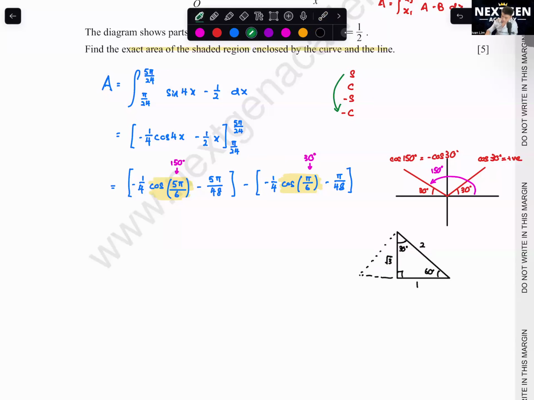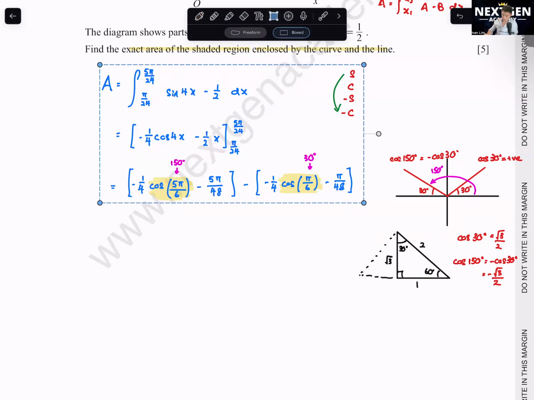So cos 30 is surd 3 over 2. Then cos 150 degrees is equivalent to negative cos 30 degrees, which is negative surd 3 over 2. I want you all to learn how to derive like this. Give a pause here first. Everyone good until here? I'm explaining so long-winded because it is applicable for your paper 1, just in case this is coming out for paper 1 itself.